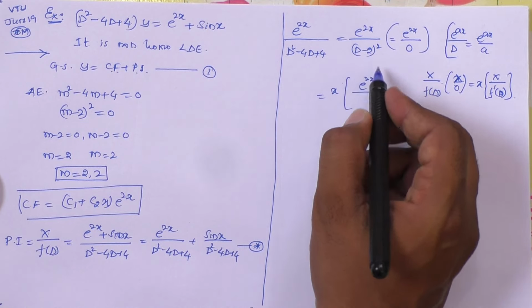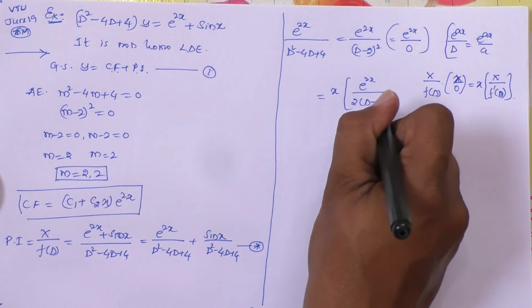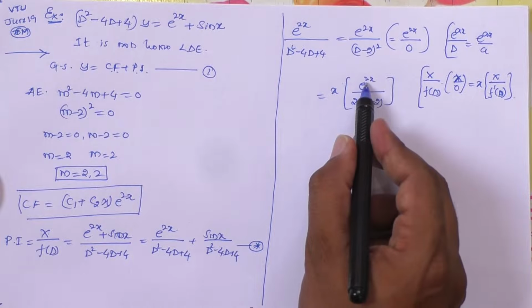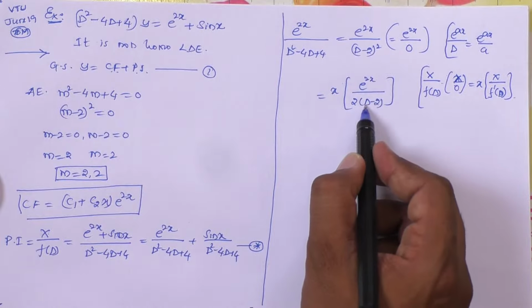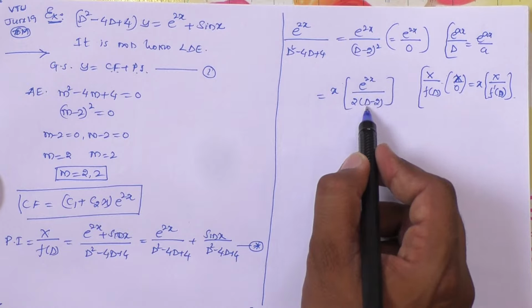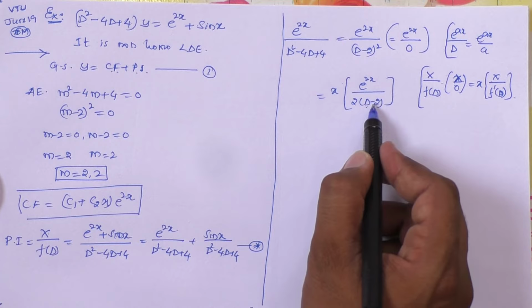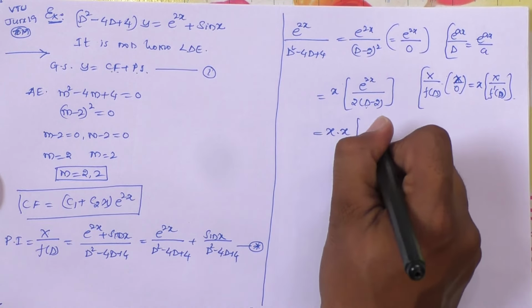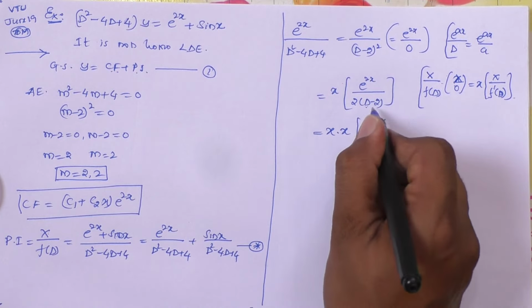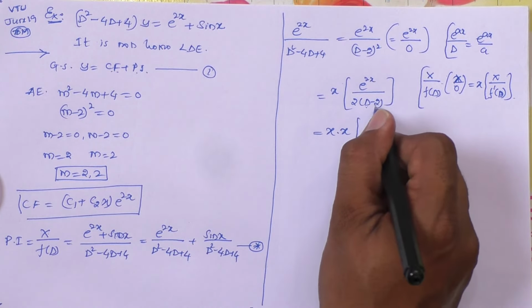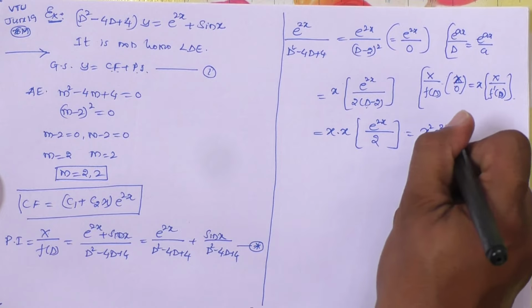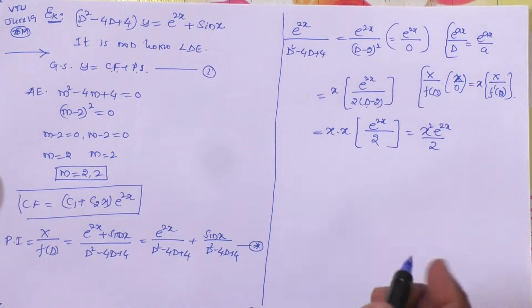So d minus 2 whole square for 2 into d minus 2. So now here we got this. So again let us substitute d by 2. If you replace d by 2, so here we get 2 minus 2, 0. So the denominator becomes 0. If the denominator becomes 0, then we write it as multiply by x and e raised to 2x, and differentiate with respect to d. The derivative of d minus 2 is 1. So total it can be written as x square e raised to 2x by 2. So this is the first term.